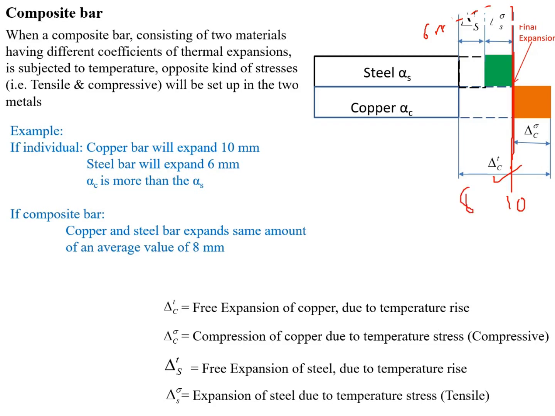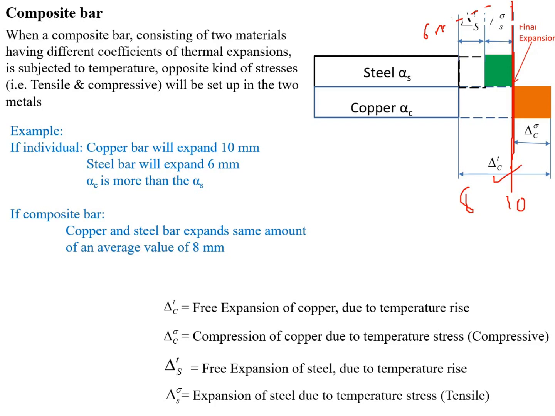So why? Previously copper and steel were behaving as individual materials, so the expansion of the copper would be more than the expansion of the steel. But in this condition, as a composite bar, steel and copper are now behaving as a composite material, which means behaving like a single material. If it is a single material, then there is only a single expansion. So here the expansion will take place 8 mm only.